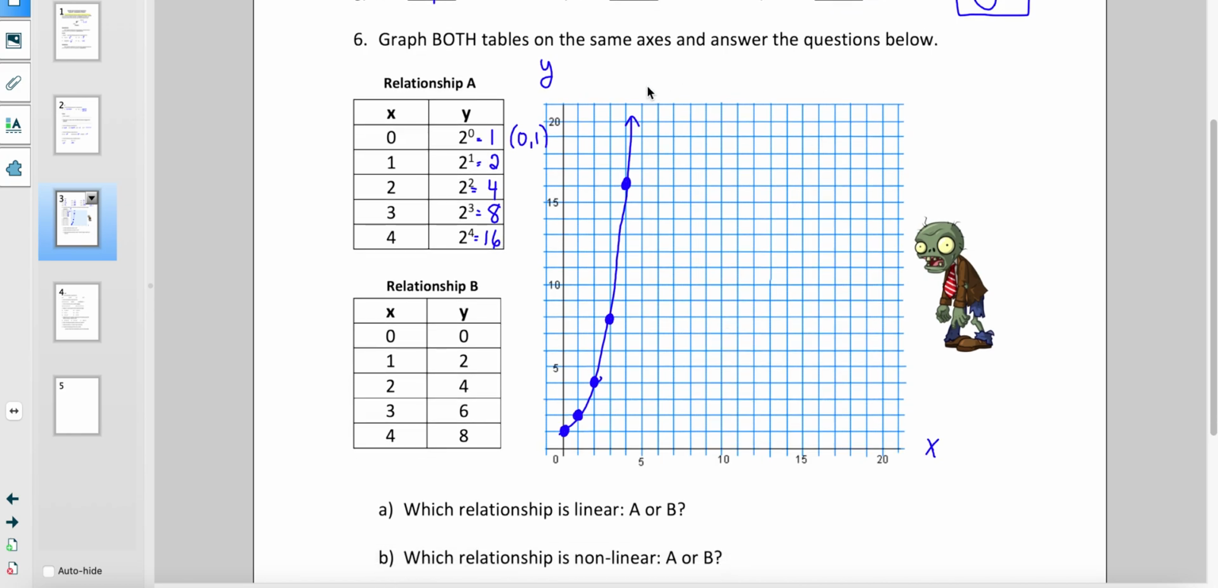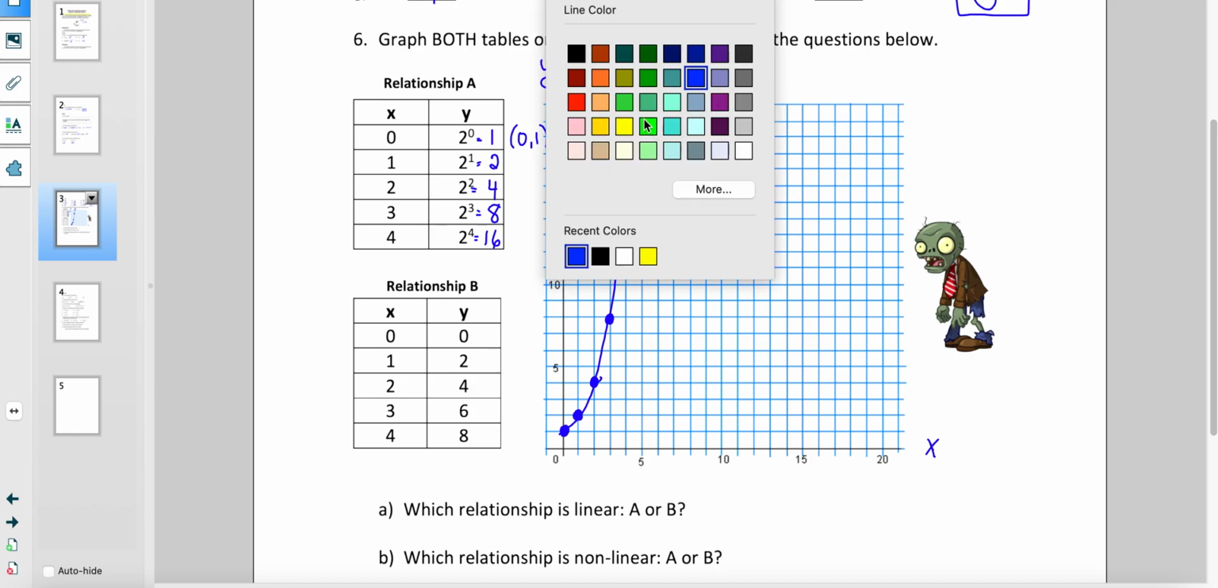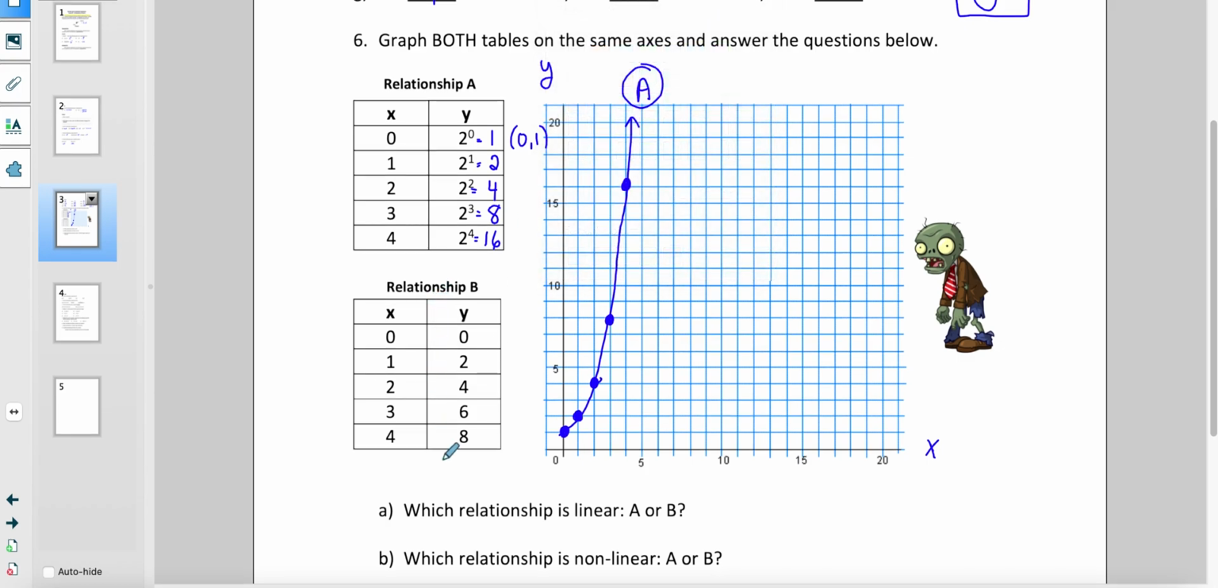So that's relationship A. So I'll label it A here. I'll use a different color for B. Okay, so for B, we're going to do the same idea. We're going to take the points from this table of values and plot them on our x, y. We don't need to evaluate because they just give us the values here. So our first point is going to be 0, 0. Our second point, when x is 1, y is 2.